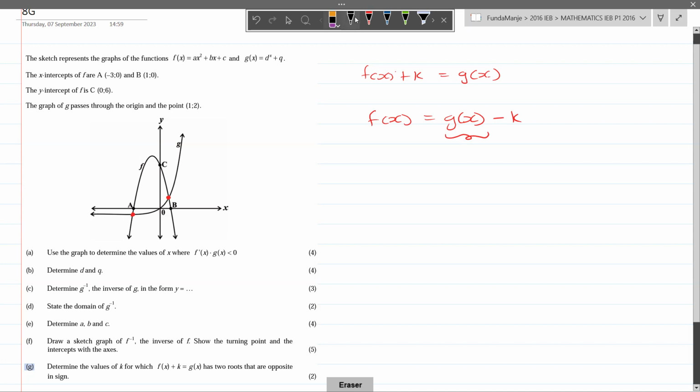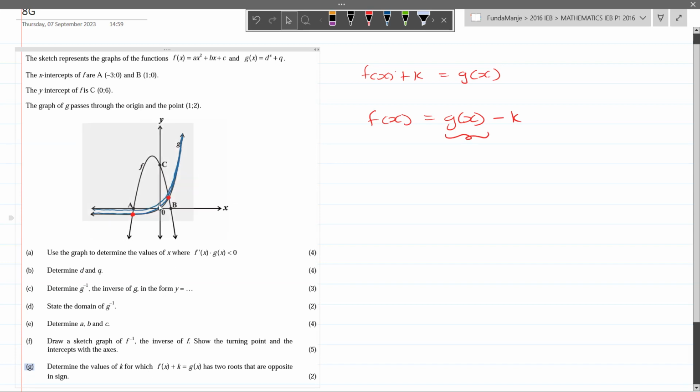the, let me use another color. What are the ranges of values of k that we could use such that we produce roots or intersections that are of opposite signs? So two roots that are opposite in sign.